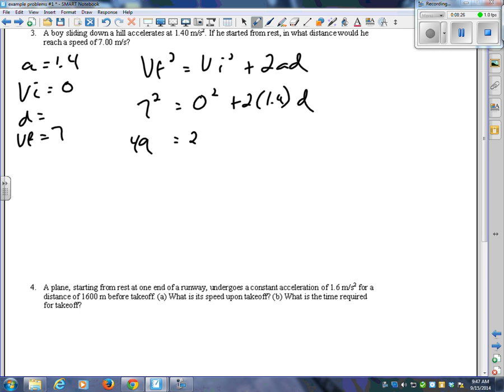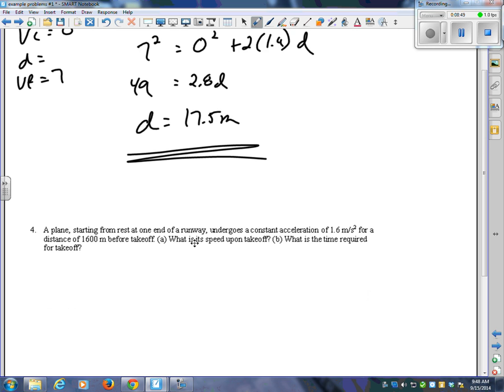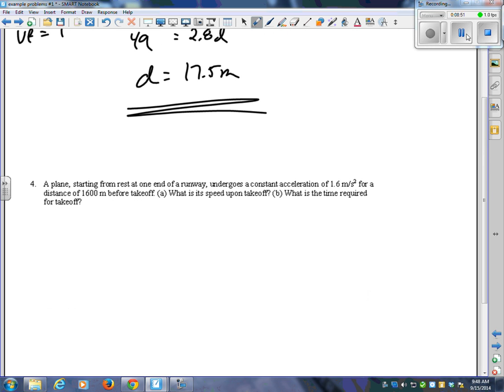So you should get a displacement of 17.5 meters. Did you get it? Smile and give yourself a pat on the back, or cheer, or applaud your neighbor. Okay, well, you guys go try number 4, if you haven't done so yet, and then I'll give you the answer, and then I'll give you some time to work.